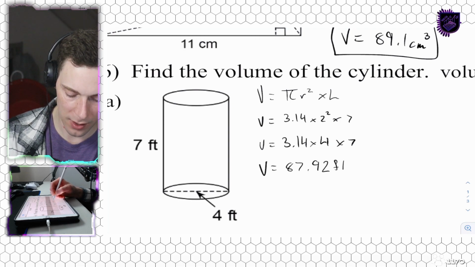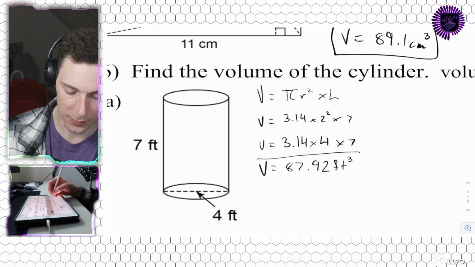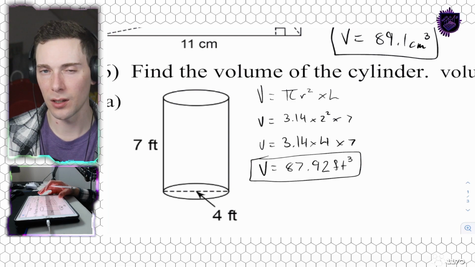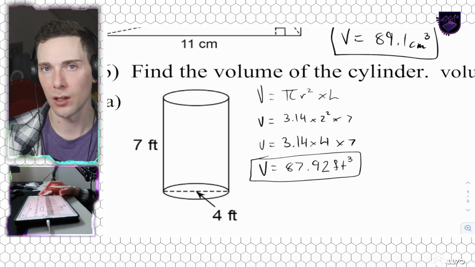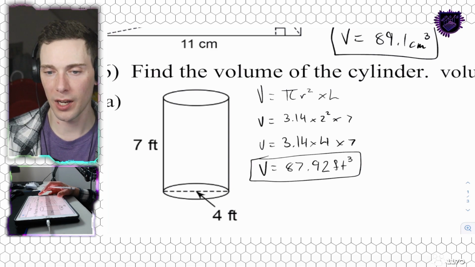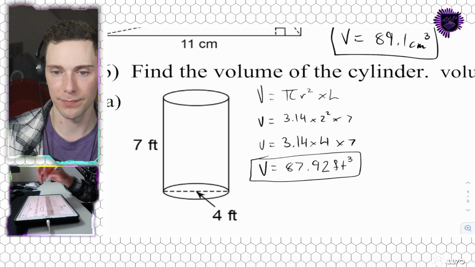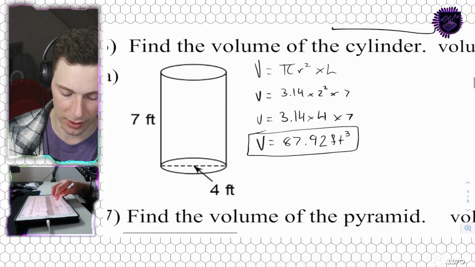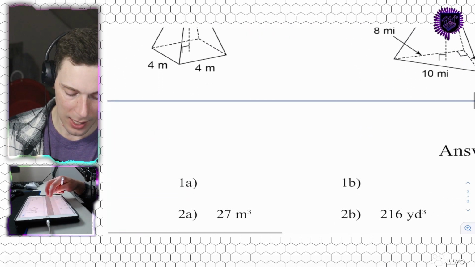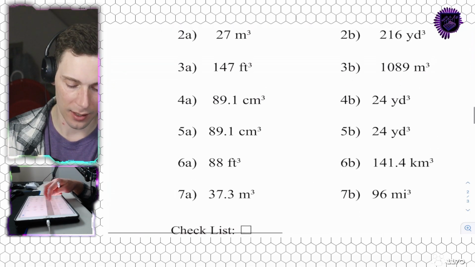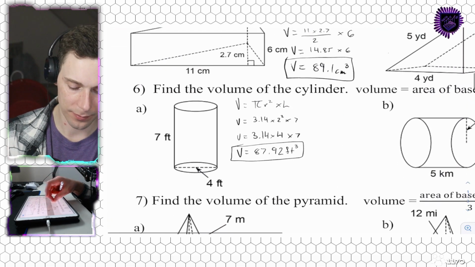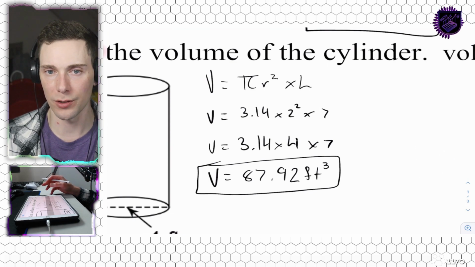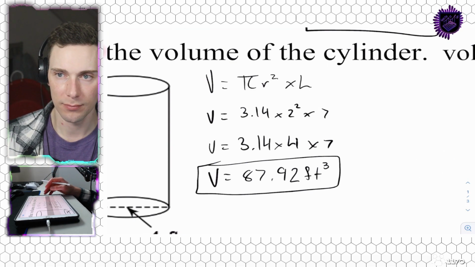92 feet cubed. Now, because I'm using 3.14 and not the calculator version of pi, I might be a little bit low. My answer might be 3.97, or maybe it rounds up to 88 even. 88, yeah, so it rounded up to 88, but that's correct. That's totally fine. It's within the margin of error, 0.08.